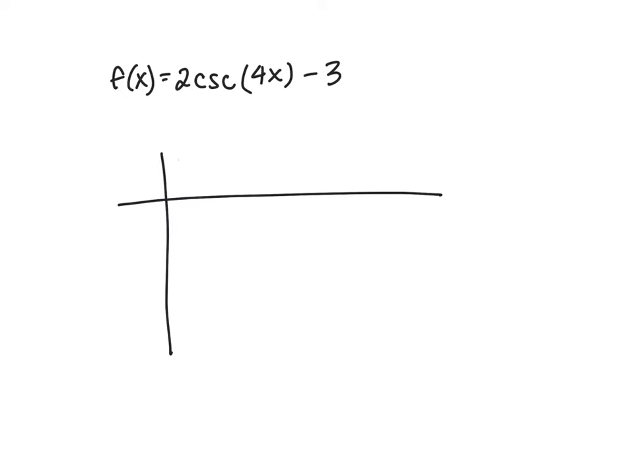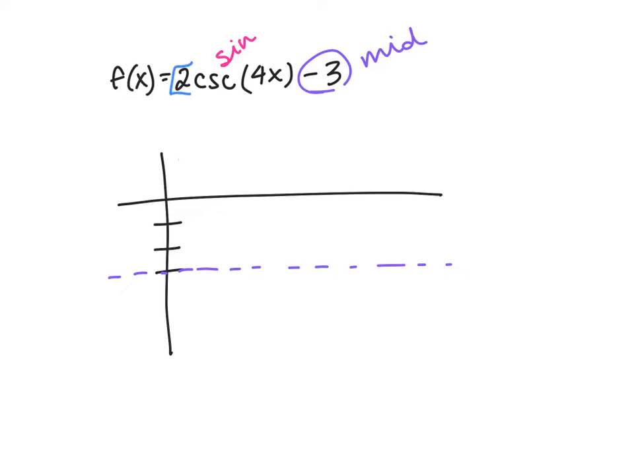To graph secant and cosecant, we can use everything we already know about sine and cosine, and we really just have to make an adjustment at the end. So we have this 2 cosecant 4x minus 3. Cosecant is the reciprocal of sine. So as I start out, I'm going to set everything up like I'm doing a sine graph. So this minus 3 tells us our midline is going to be down at 3.